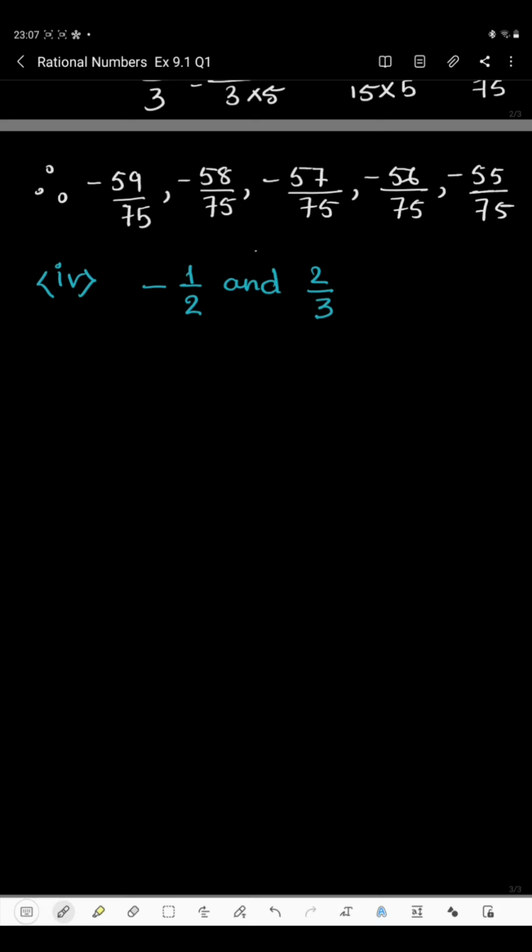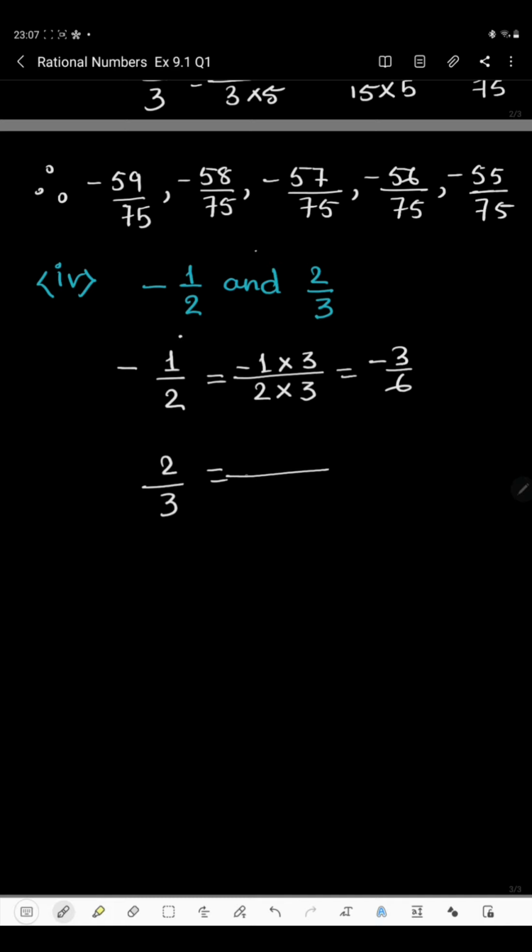Okay, now coming to the last part. The fourth part we have minus 1 by 2 and 2 by 3. Again we will have to make the denominator same. So for this we will find the LCM of 2 and 3. The LCM of 2 and 3 is 6. So we will have to make 6 in the denominator. What should be multiplied? It's 3. And the same number will be multiplied by the numerator also. So we are getting minus 3 by 6. Similarly, to get 6, 2 should be multiplied by the denominator, and the same number by the numerator also. So we are getting 4 by 6.